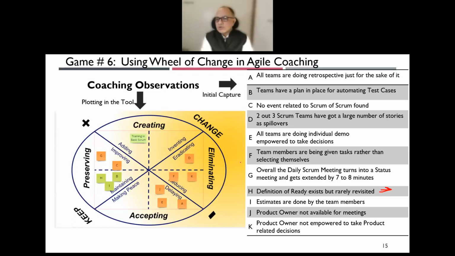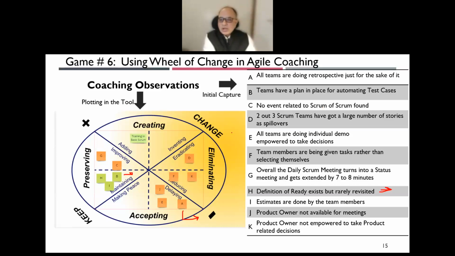Team members doing retrospective just for the sake of doing it. The team said that yeah, we might accept it as of now because we really don't get time for retrospective. But then the counter to that will be that over a period of time, this sticky note has to move. Teams have a plan for automating test cases. B point is here. We will maintain it. This is something a good point. We will maintain it.